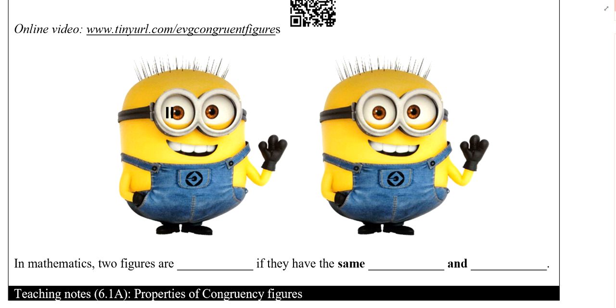So let me try and replicate it. Okay, now they are the same, right? Okay, I don't know what this is, it's not meant to be there. But since I cannot erase it, I'll just include it for the other one. Now, in mathematics, two figures are congruent if they have the same shape and same size. C-O-N-G-R-U-E-N-T. Congruent.